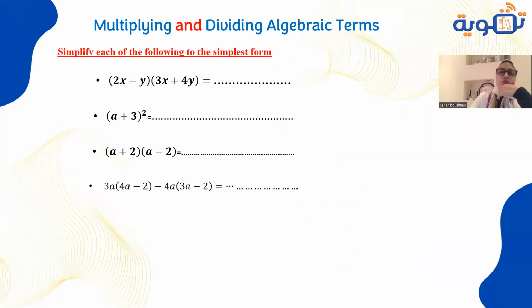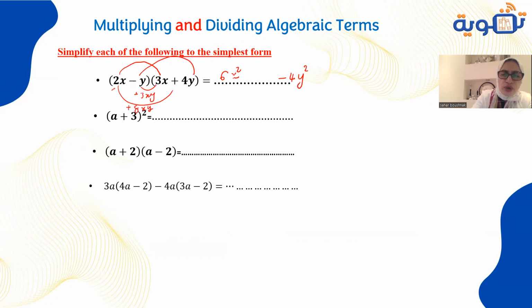Now we will also make some questions on multiplying and dividing algebraic terms and expressions. To simplify this one, I must remove the bracket. So I will multiply first with first. It will give me 6x to the power 2. Then second with second, it will give me negative 4y to the power 2, because this is the second term. In the middle, negative 3xy and positive 8xy are like terms, which give me 5xy in the middle, because I add or subtract them depending on the sign.